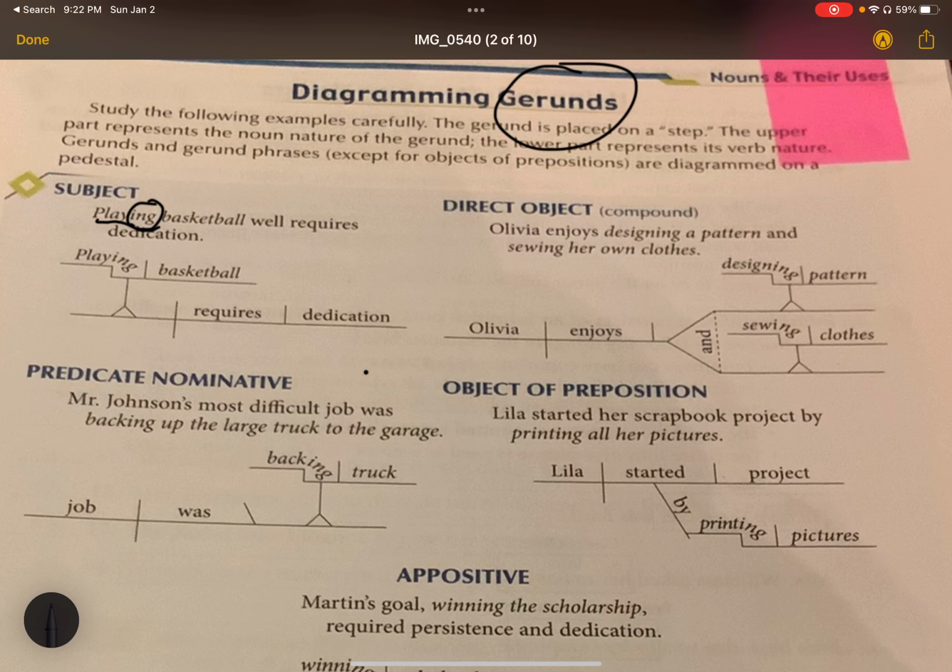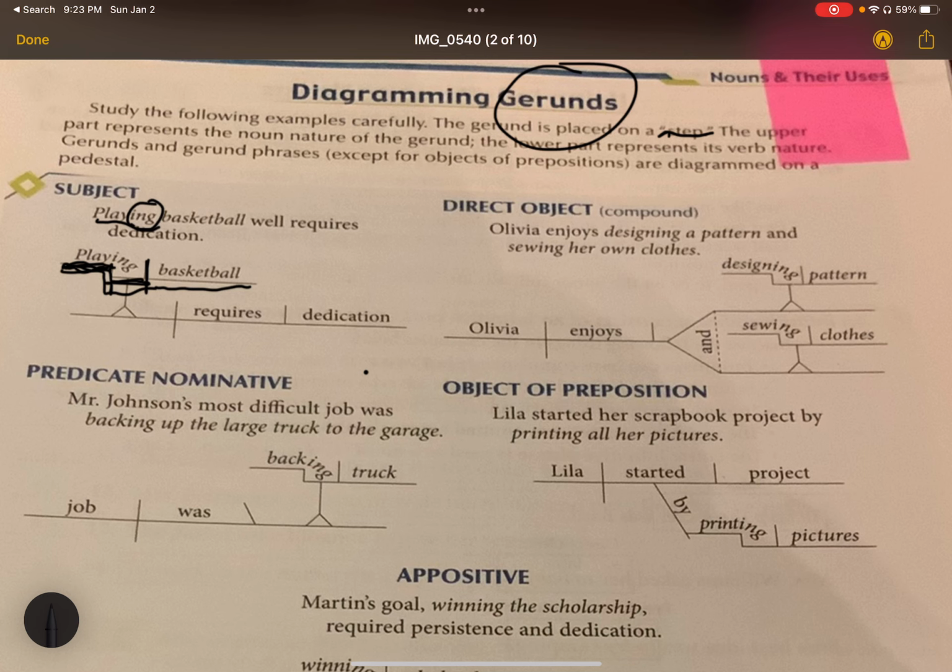Now, when you diagram a gerund, you put it on a step. They call it a step. It's sort of a broken line. And if there's an object included, you see the line right here, just like as if it were a verb. So the top part of the step is the noun quality, and the bottom part of the step is the verb quality. So that's sort of a way to think about it.